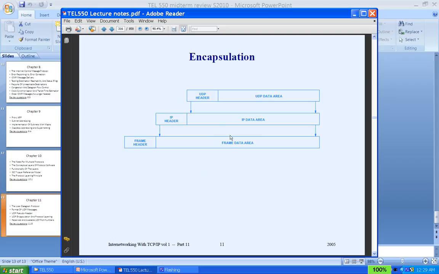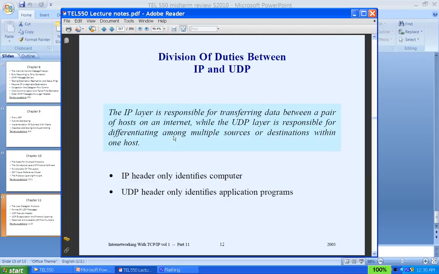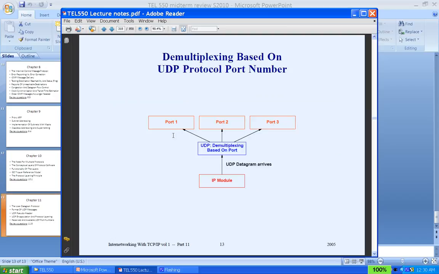Here is the pseudo header, and then how the UDP packets are embedded into the IP packets as the payload. Then the IP packets are put into frames. The frame can be an Ethernet frame or a frame relay frame, etc. It depends on the physical layer technology being utilized.